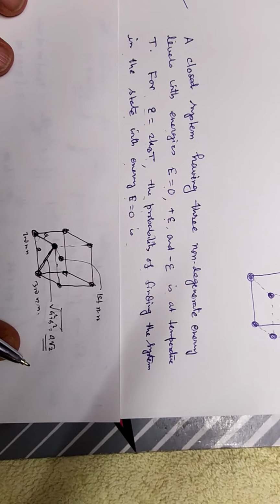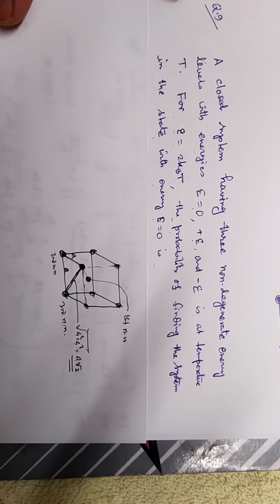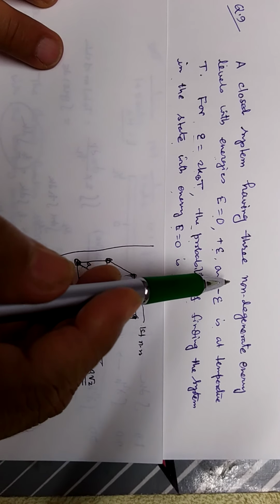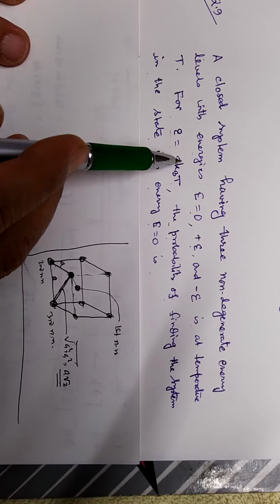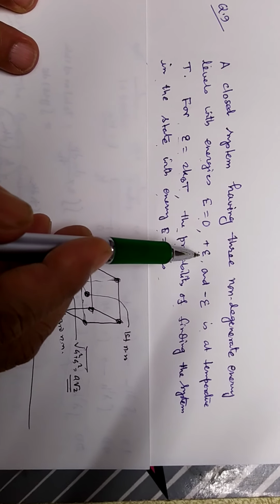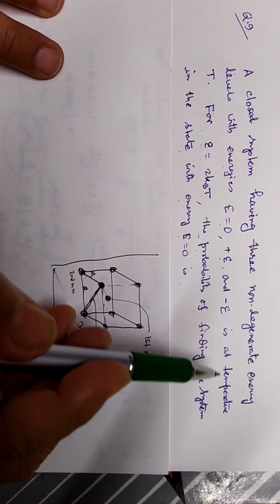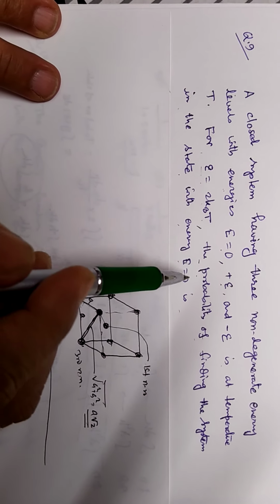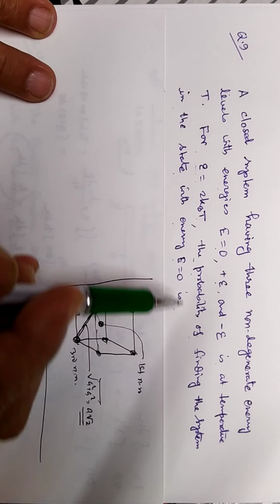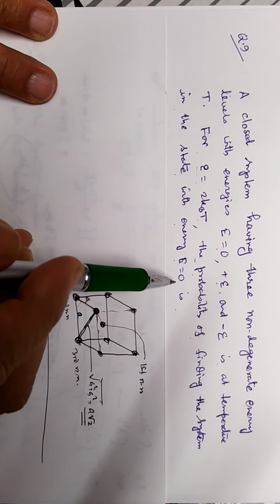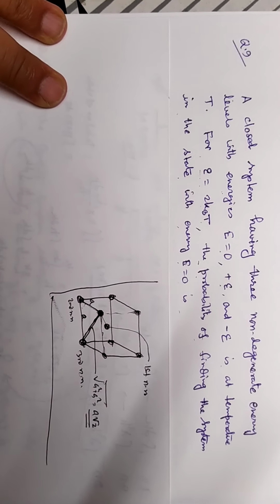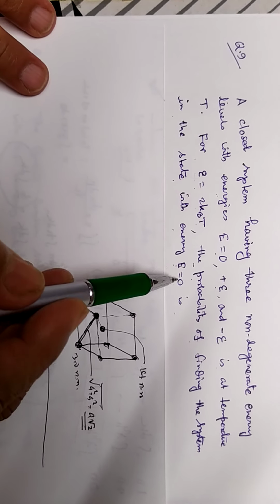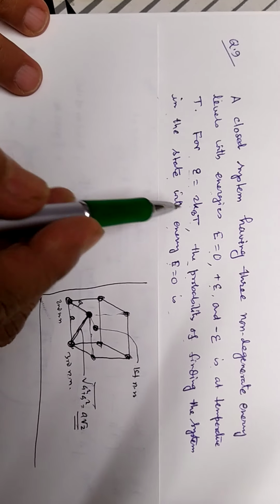This is a closed system having three non-degenerate energy levels with energies E equals 0, plus epsilon and minus epsilon at a temperature T. The epsilon value is given as twice kBT. Then you have to find the probability that the system could be found in the state with energy E equals 0. Okay, so let me discuss it as a more general problem.